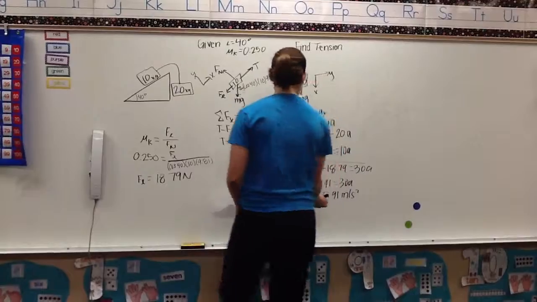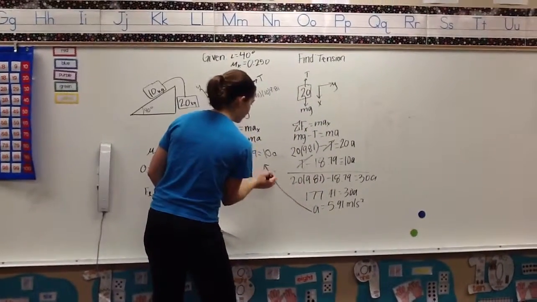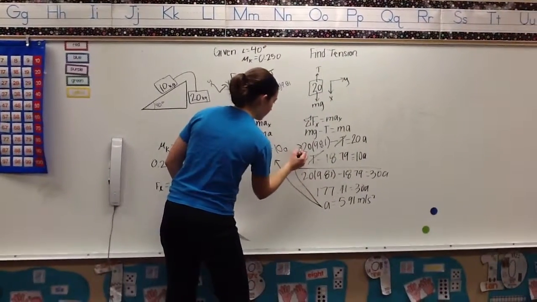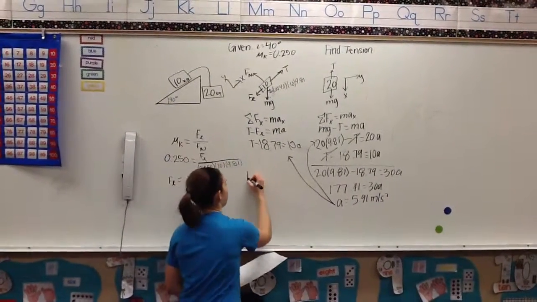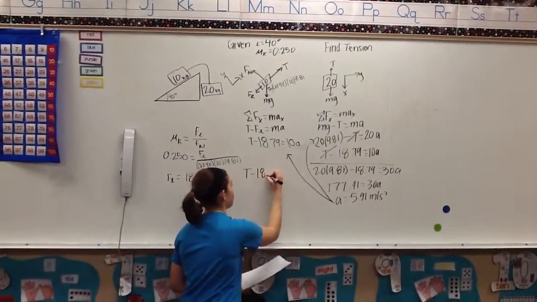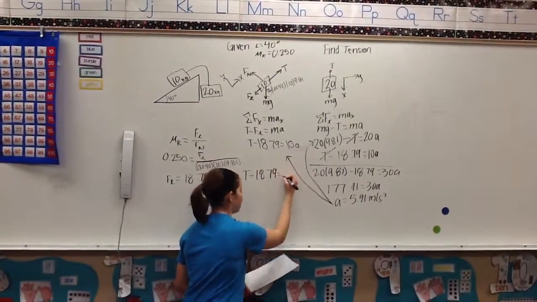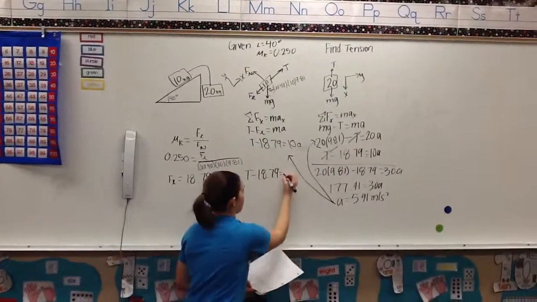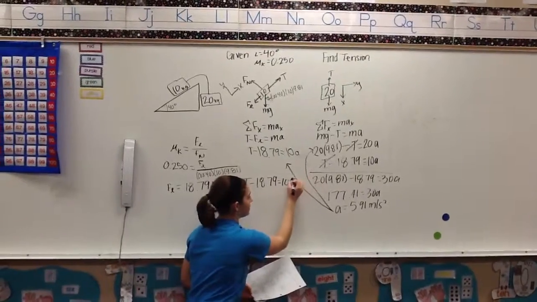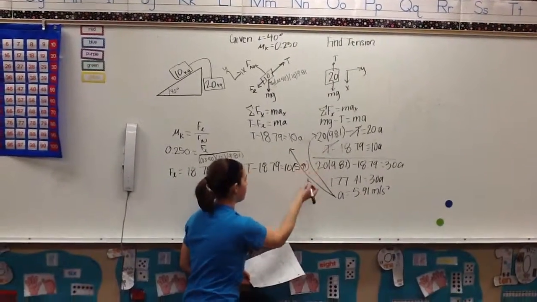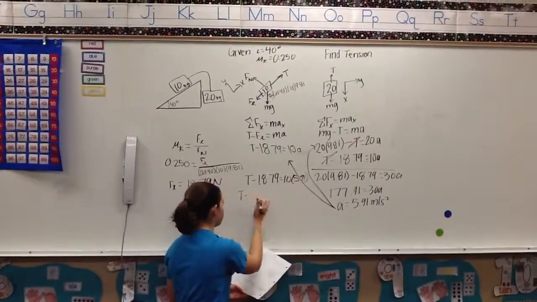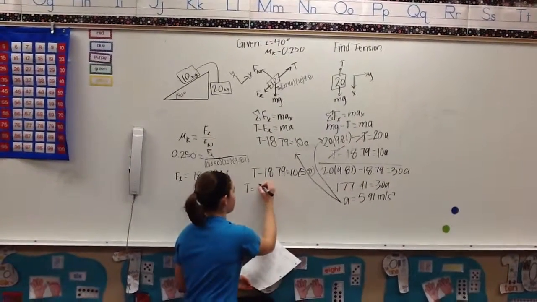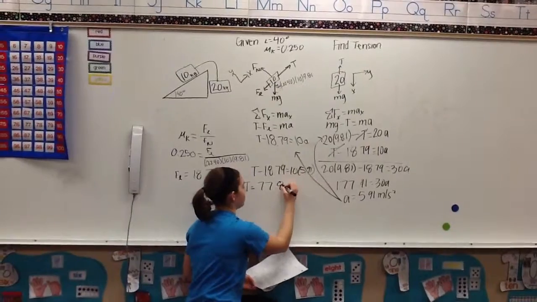Then you can plug this back into either of these equations. If we put it back into this one, you have tension minus 18.79 equals 10 times the acceleration, which is 5.91. So then tension equals 77.89.